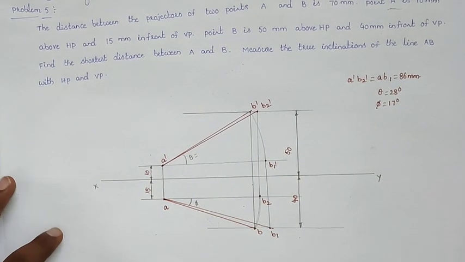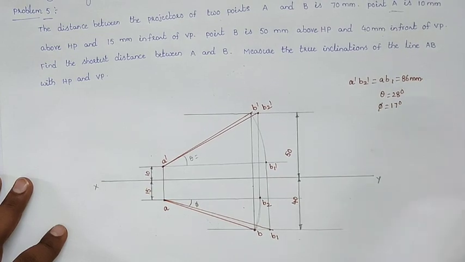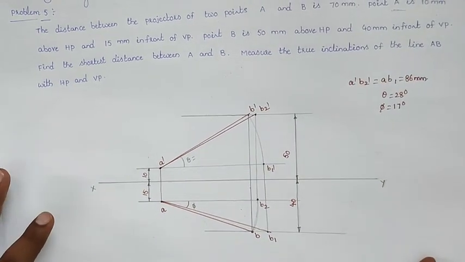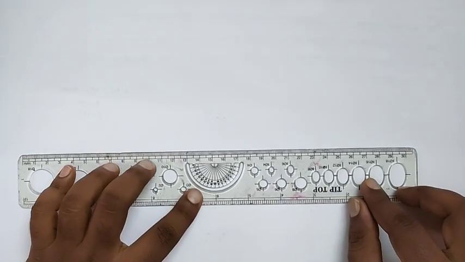Coming to the next one, the same problem we can construct by using the trapezoidal method. So how will we construct the same problem by using the trapezoidal method? In this problem also, first of all we will draw the reference line.